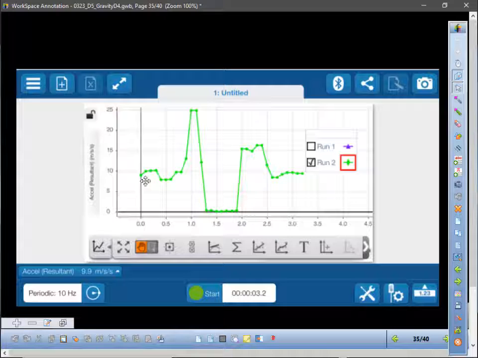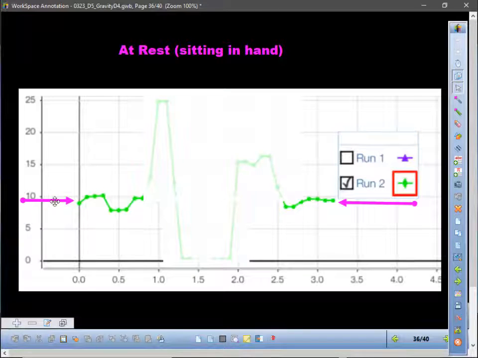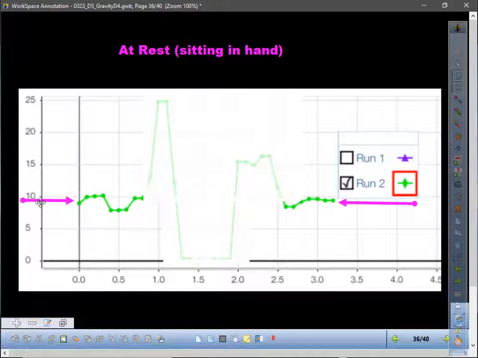Okay, so let's talk about the different parts of this graph. Again, this is measuring acceleration. First, it's just below 10. This is when it's resting in your hand at the beginning, and this is when it's resting in your hand at the end. Beginning and ending, it measures acceleration because gravity is pulling it down, so it measures that first.